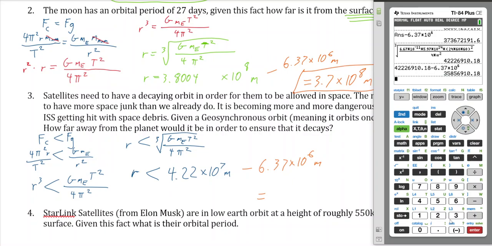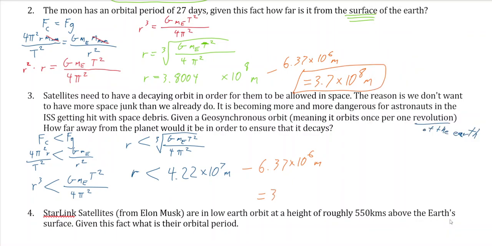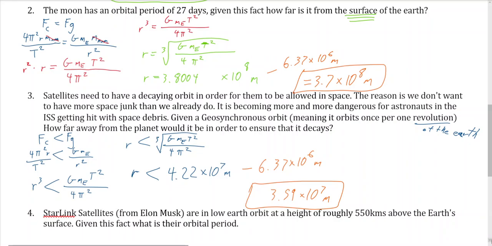So it'll be 3.59 times 10 to the 7 meters. All right, now this is actually not equals, this is less than. So the radius has to be less than that.